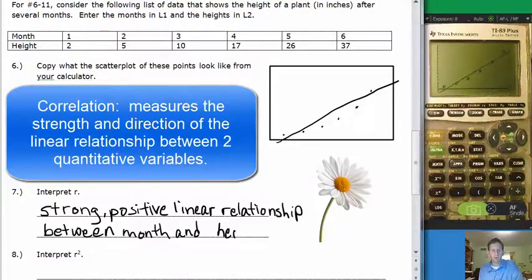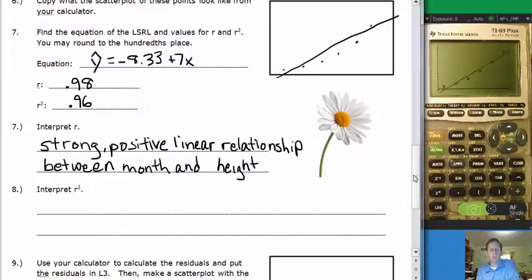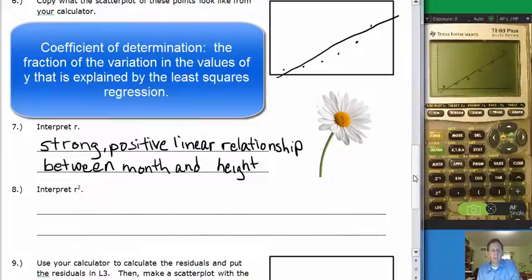So when you interpret what R is, you need to talk about the strength and direction of a linear relationship between your two quantitative variables. When you're talking about r squared, recall that our definition for r squared, or coefficient of determination, is the fraction of the variation in the values of y that is explained by the least squares regression. R squared here is 0.96.